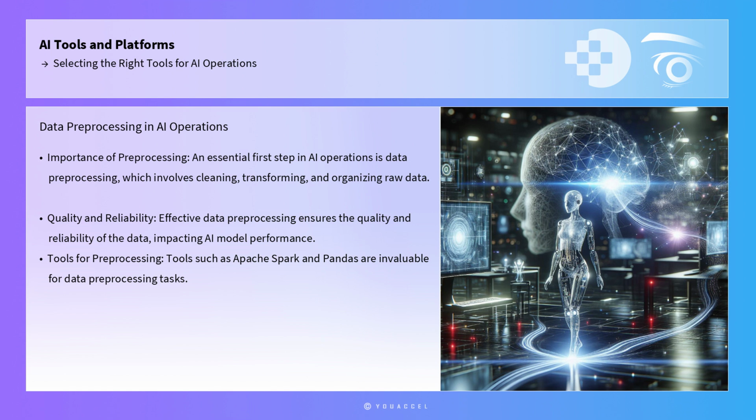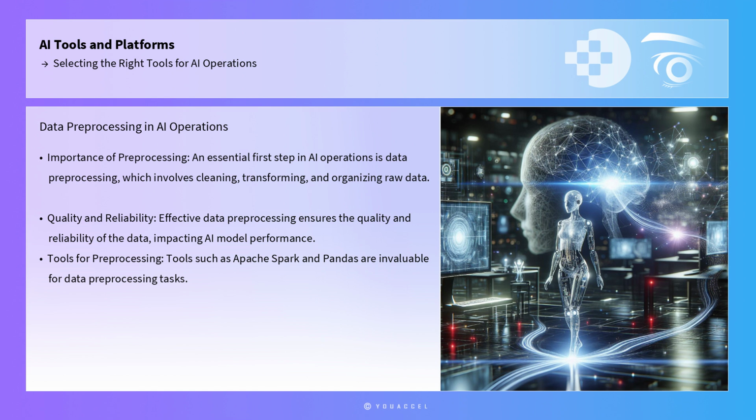Effective data preprocessing ensures the quality and reliability of the data, which directly impacts the performance of AI models. Tools such as Apache Spark and Pandas are invaluable for this task. Apache Spark's ability to handle large datasets efficiently makes it ideal for enterprises dealing with massive amounts of data. Its distributed computing capabilities allow for parallel data processing, significantly speeding up the preprocessing phase.